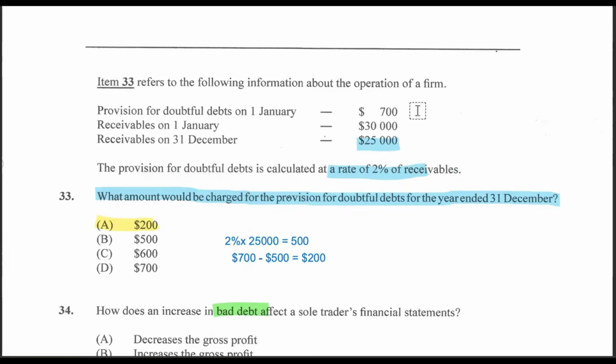So if we were to move the provision from 700 to 500, the amount to be charged to the provision for doubtful debts account would be $200. And this is actually a reduction, but it's the amount that will be charged to the provision for doubtful debts as a reduction because you're moving from 7 to 5. So $200 is your answer.